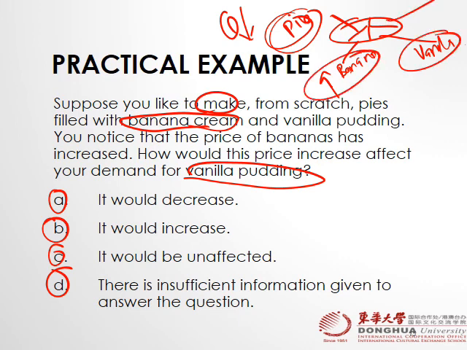Of course, pies are made of these two ingredients. These are called complements. So due to the banana increase, the quantity for vanilla decreases. So the best suited answer is A. Let's see that. Hooray! So this is the A, the correct answer. If your answer is A, you are in good shape.